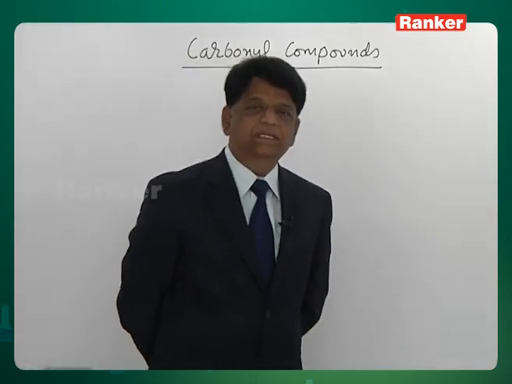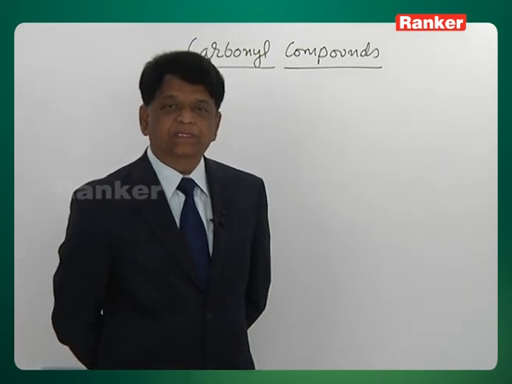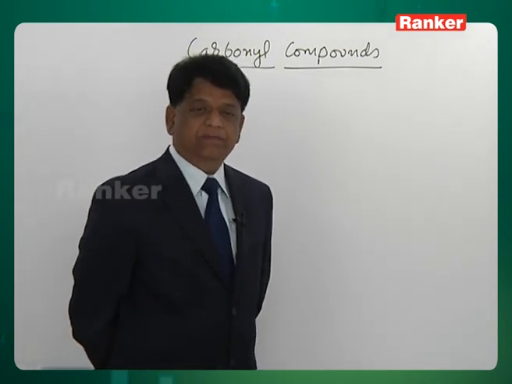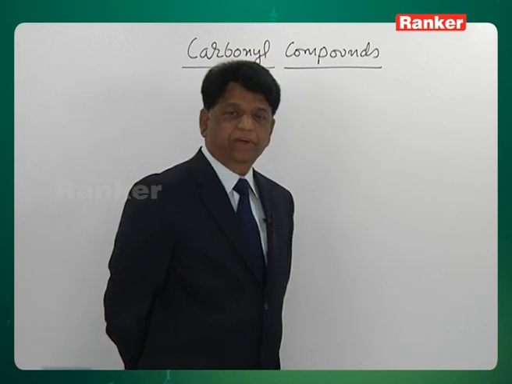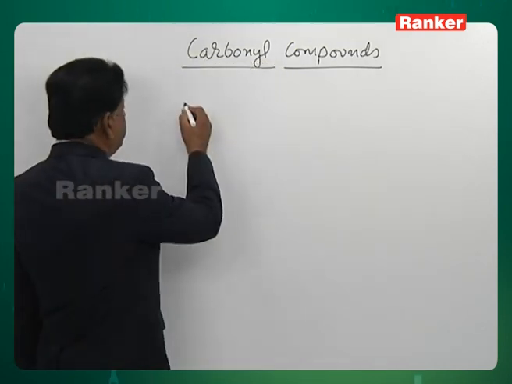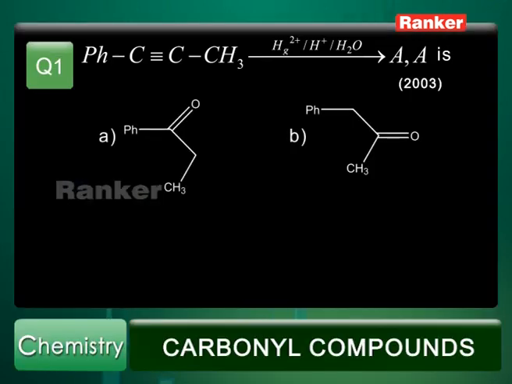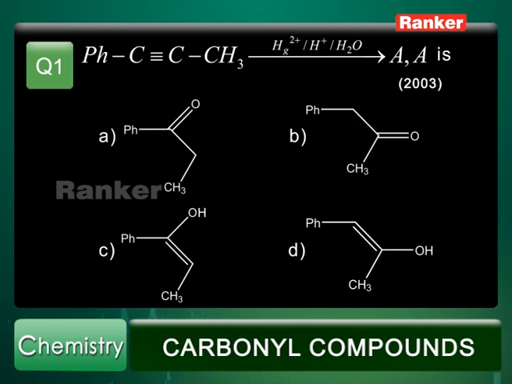So, let us see some questions that appeared in the previous question papers of the IIT JEE examinations. The first question is from the year 2003. It was asked: a compound that is an alkyne is taken, containing a phenyl and a methyl. It is known as phenyl propyne.